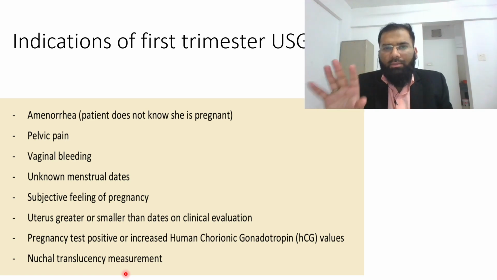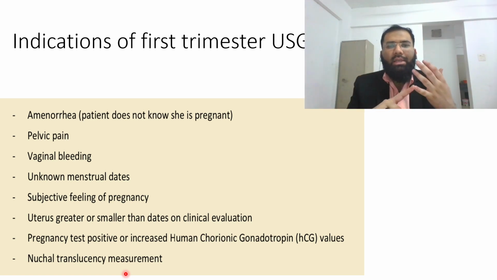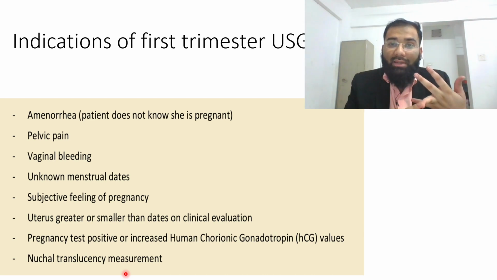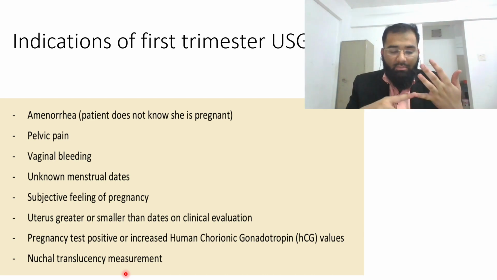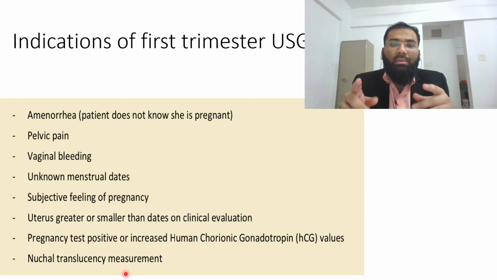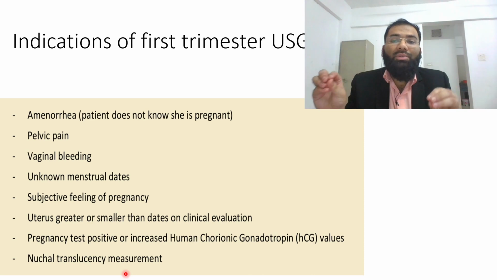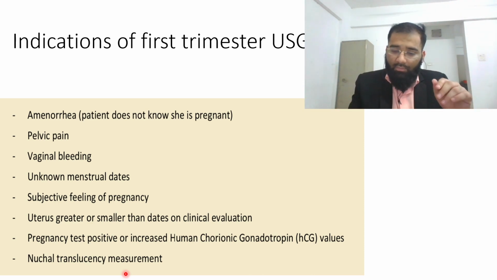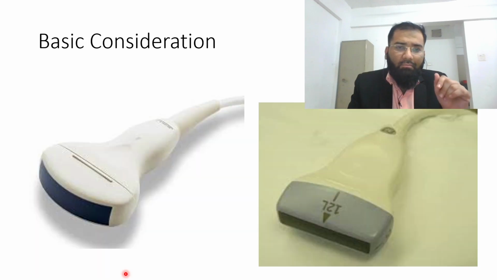If you want to summarize, most important is first trimester scan is the dating scan. You have to confirm whether the female is pregnant. So it is a confirmation scan. It is a dating scan. And most importantly, you have to confirm if the pregnancy is intrauterine or not. So you have to rule out ectopics in first scan.